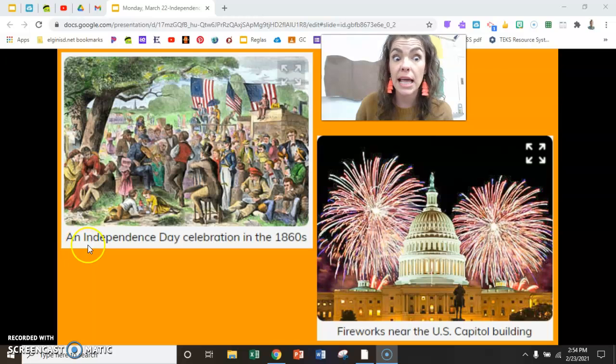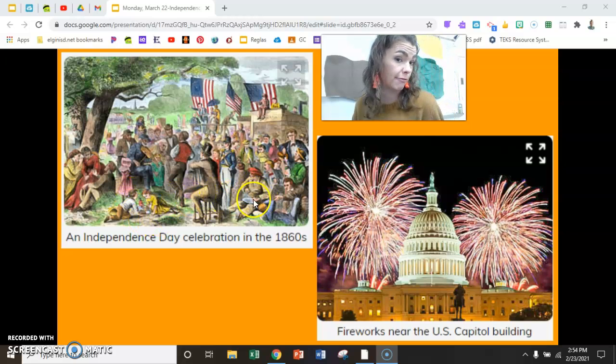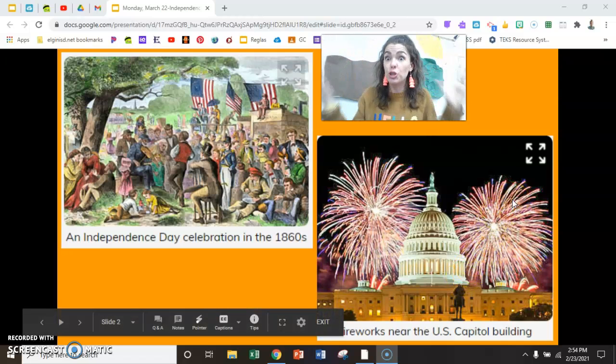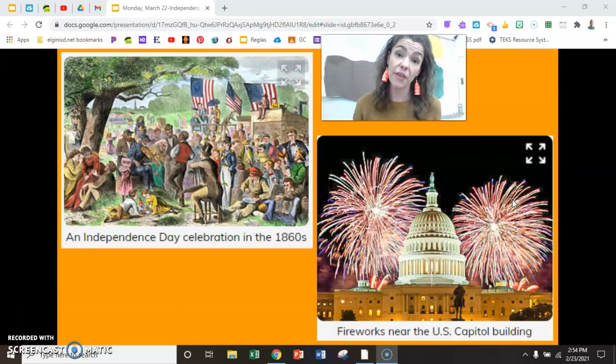The first subtitle says an Independence Day celebration in the 1860s. I spy some flags flying. I also spy some kids playing games. I notice a picnic over here eating some foods. Our other image I've included is fireworks near the U.S. Capitol building. We remember that building? Where is it? Washington, D.C. Beautiful, huge fireworks. Or at your house with your family, you could also pop fireworks. Here are some ideas to help remind you of those traditions, and you will start your picture.